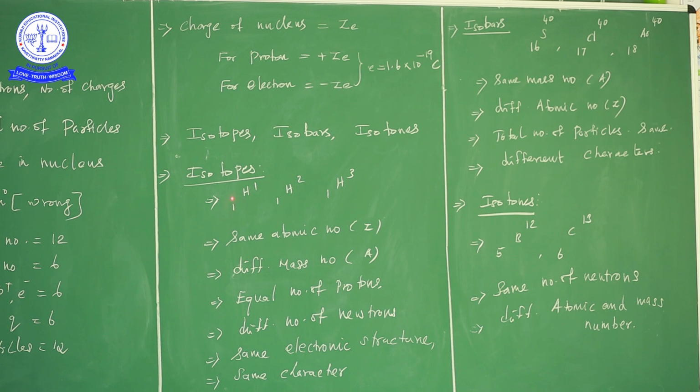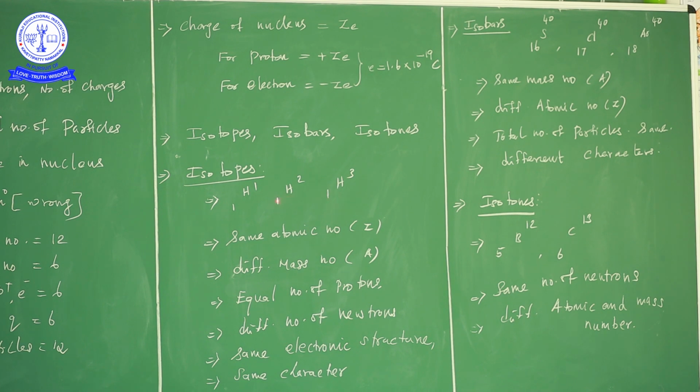For 1H1 the atomic number is 1, for 1H2 the atomic number is 1, and for 1H3 the atomic number is 1. But when we calculate the mass number, it is different: here 1, here 2, here 3. So 1H1 is denoted as proton, this is deuteron, this is tritium. All of them have the same number of protons. You must remember this well: all of them have the same number of protons.